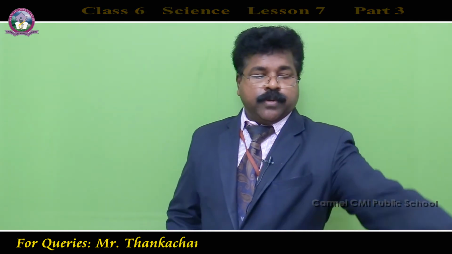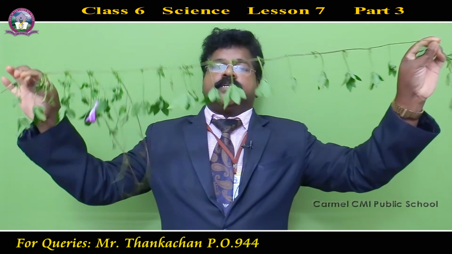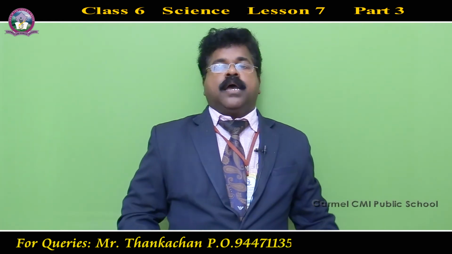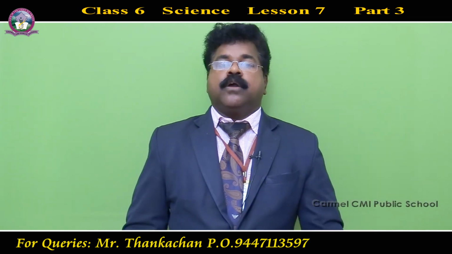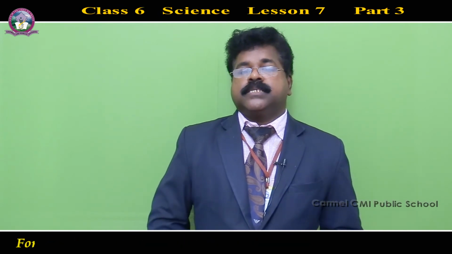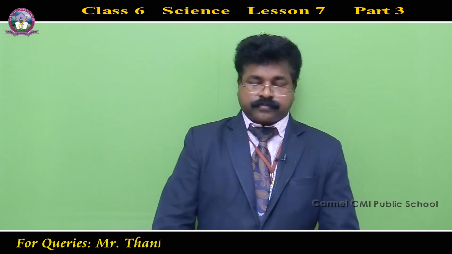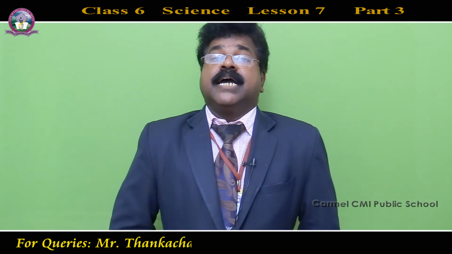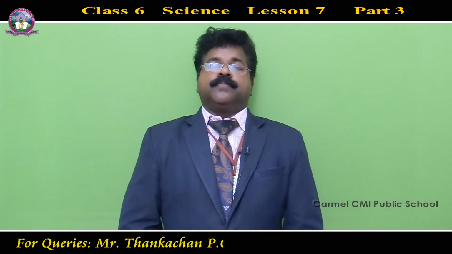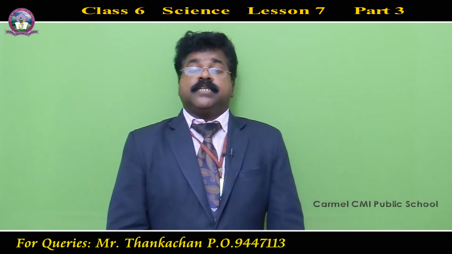The next one is creepers. Just now I showed you a plant which is creeping on the ground, because they do not have a proper stem. They will be creeping over the ground, and they are known as creepers. Pumpkin, cucumber, etc. are examples of creepers. Spelling of creeper is CREEPER. The next word is herb. The spelling of herb is HERB.